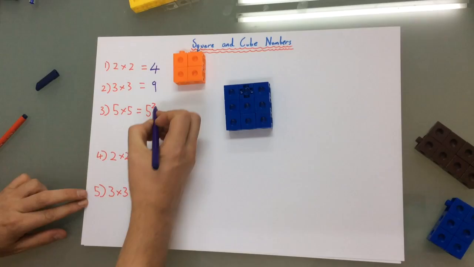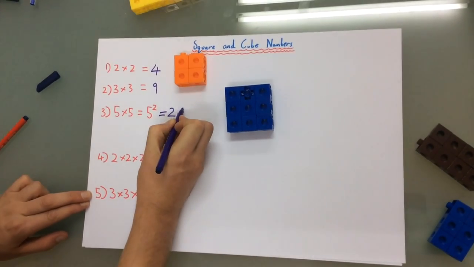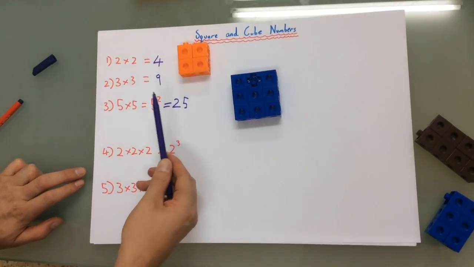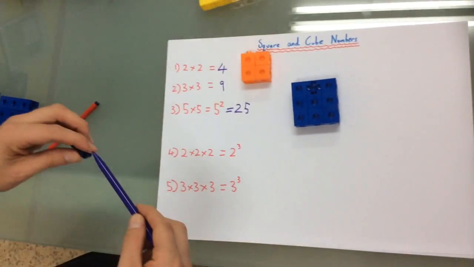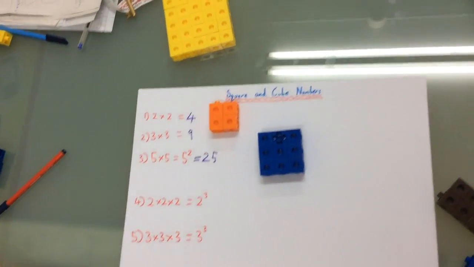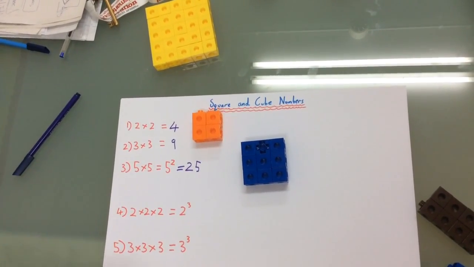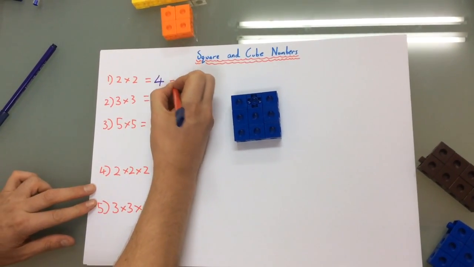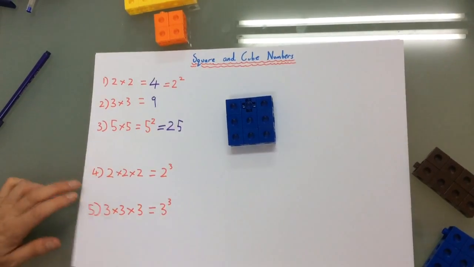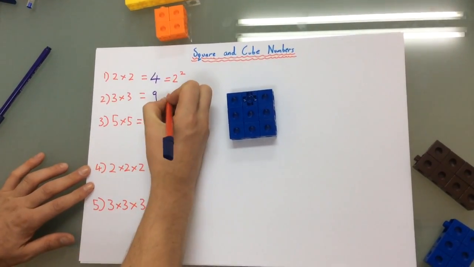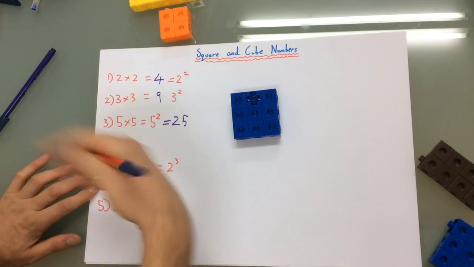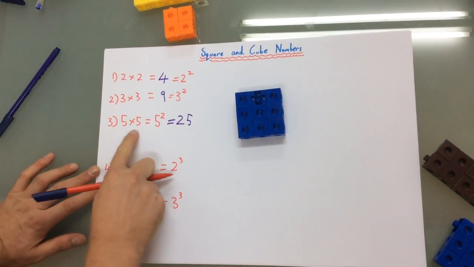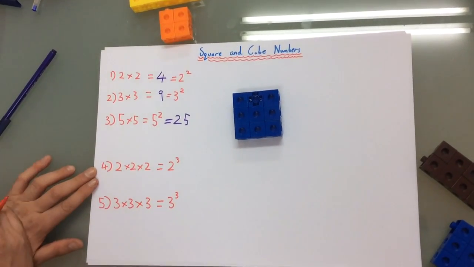Now if you look carefully here, it's been written in a different way. It's been written 5 to the power 2. And what that means is, instead of writing 5 times 5, 3 times 3, 2 times 2, I can say that it's times by itself by putting it 2 to the power 2. And that means 2 times 2. 3 to the power 2 means 3 multiplied by itself. So 5 by itself, 5 to the power 2, which is 25.